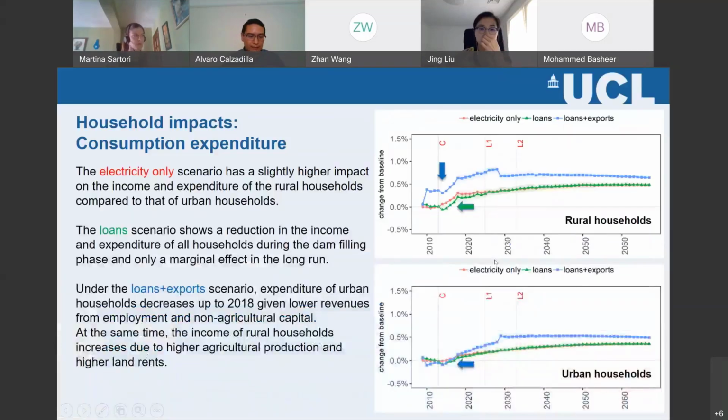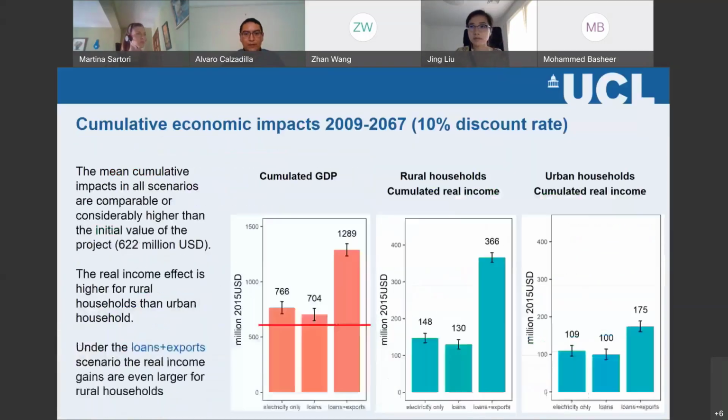As I don't have that much time, I will just skip this graph. And I want to mention that in this graph, we have the cumulative impacts between 2009 and 2065. So in the whole simulation period, and we use a 10% discount rate. So here we can see that the mean cumulative impacts in all scenarios are above the initial value of the project, which is 622 million US dollars, which is basically represented by this red line. So we can see that in any of the scenarios that we have considered, there is a positive impact of the Buoy Dam.